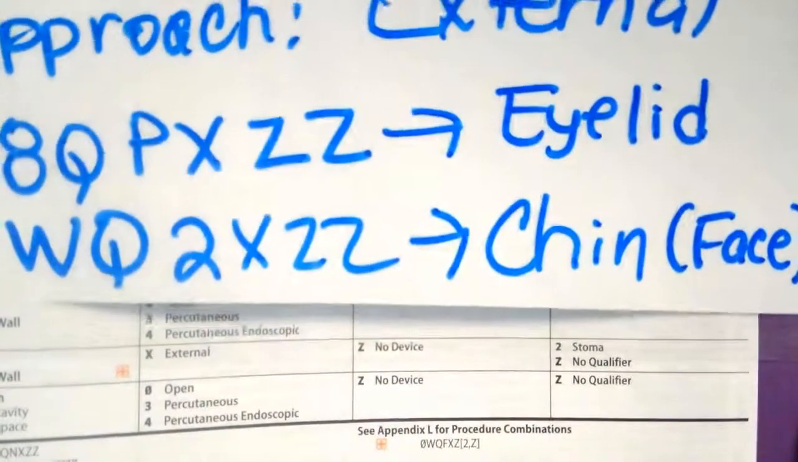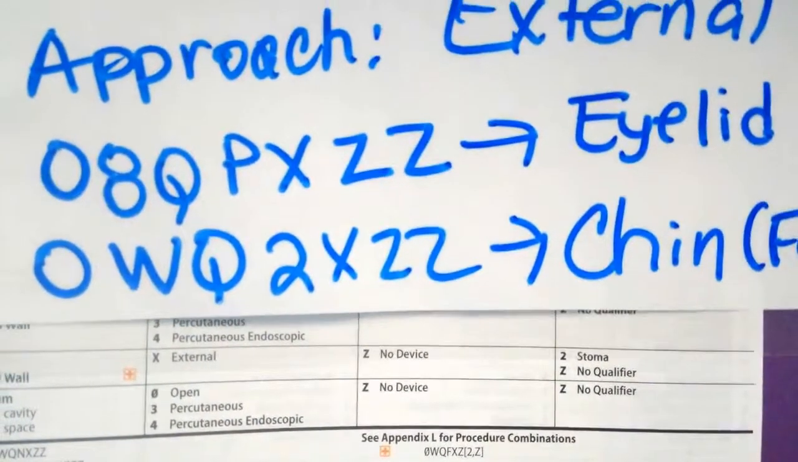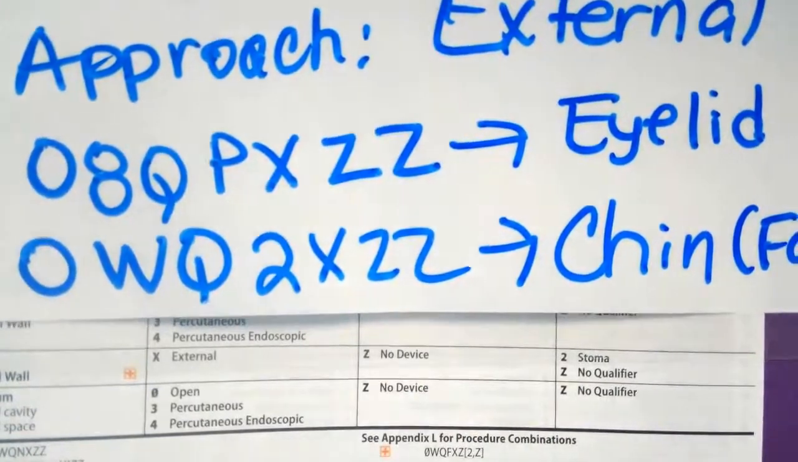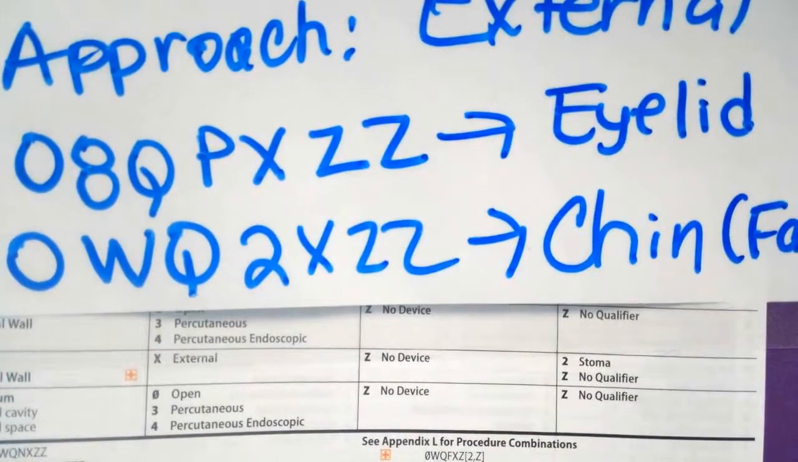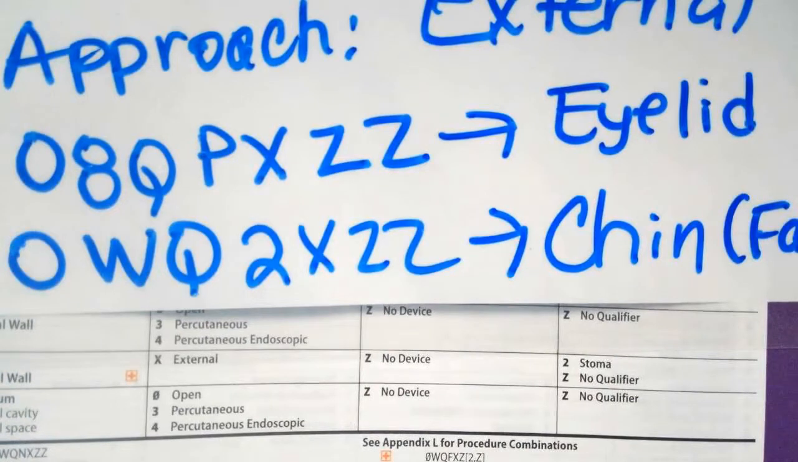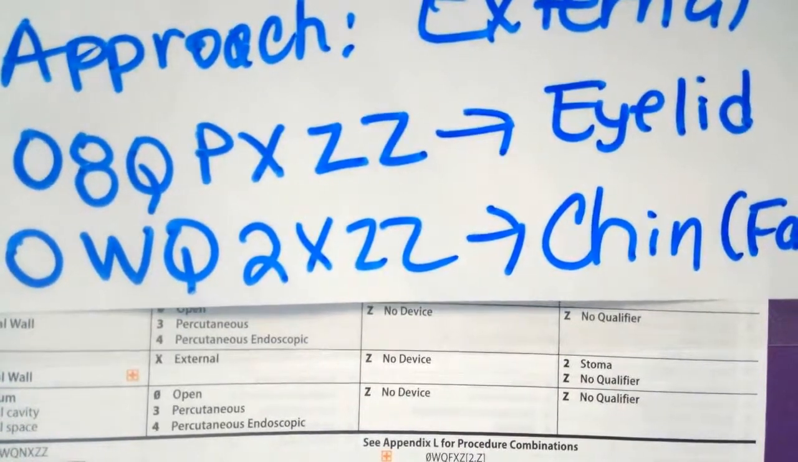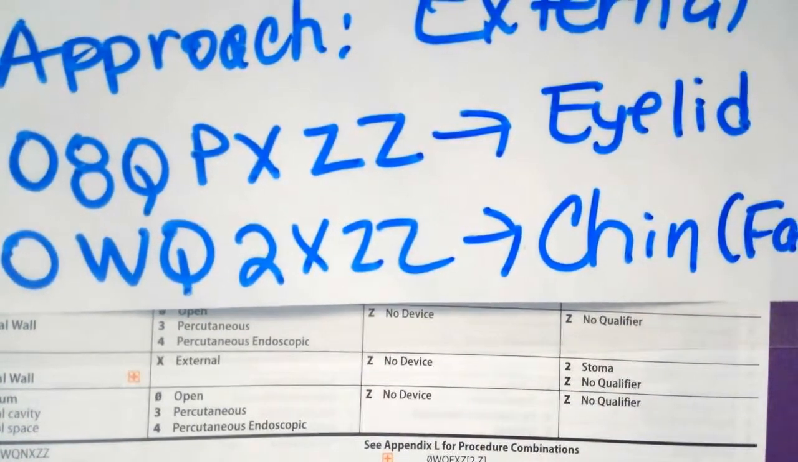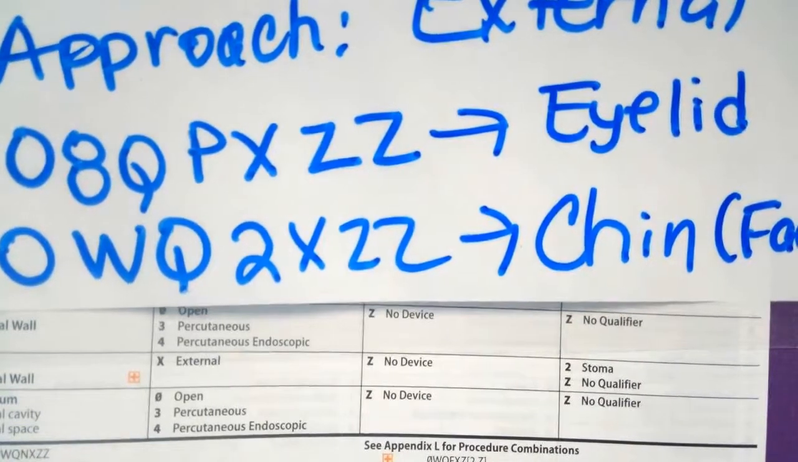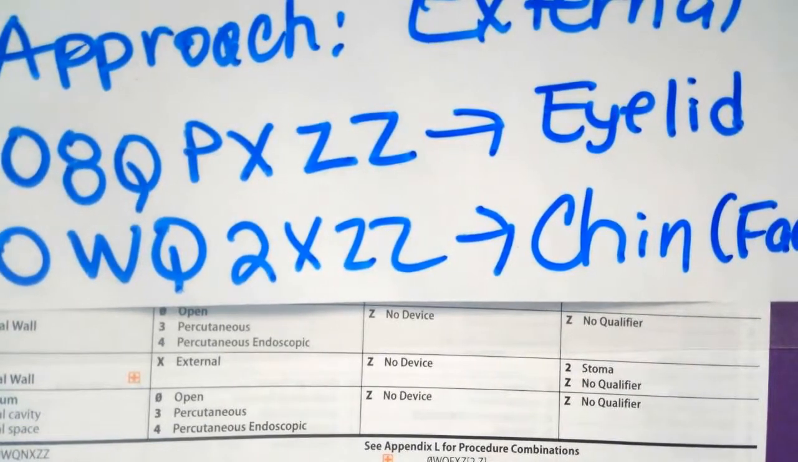Here are, guys, your final 2 codes. 08QPXZZ for the eyelid, and then 0WQ2XZZ for the chin, which we coded to face per coding guidelines.